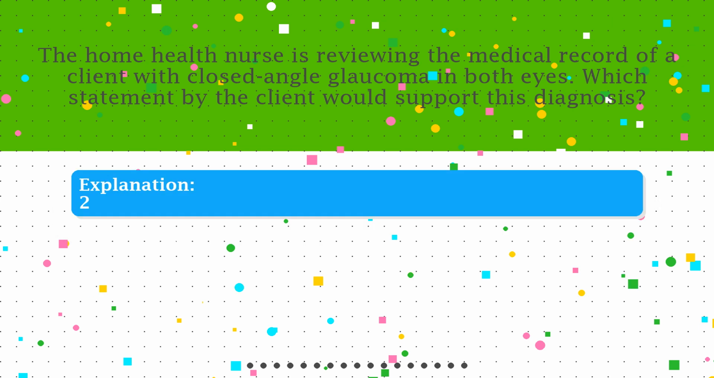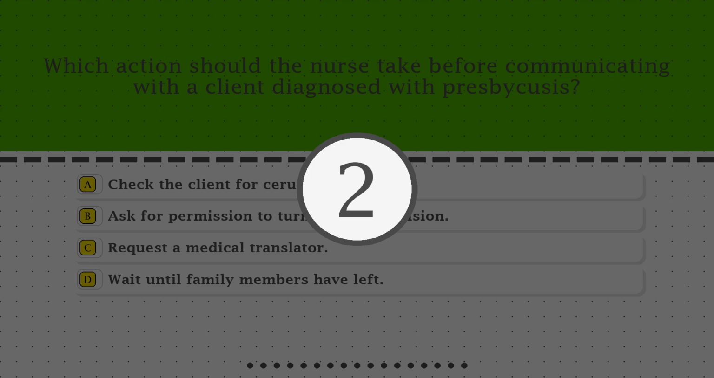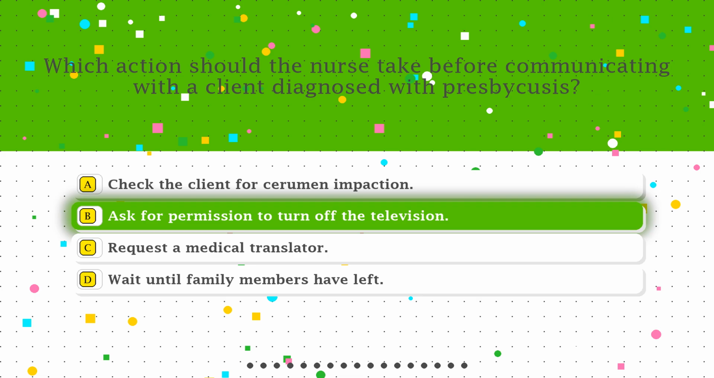Question 4. Which action should the nurse take before communicating with a client diagnosed with presbycusis? Option A, check the client for cerumen impaction. Option B, ask for permission to turn off the television. Option C, request a medical translator. Option D, wait until family members have left. The correct answer is option B, ask for permission to turn off the television.